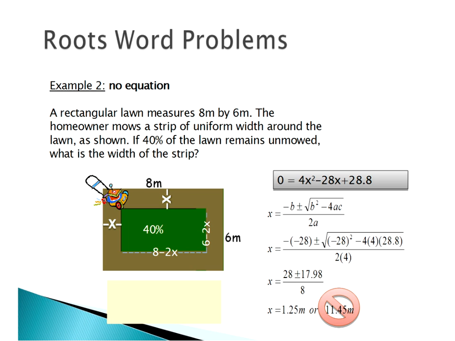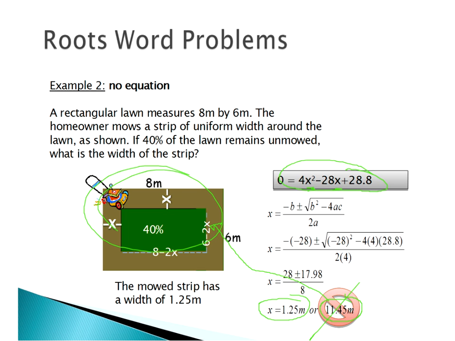There are 2 answers to this equation, but there's only one answer to this problem. And so if I look at this 11.45, that fits in here, that works. But it doesn't work when I start subtracting 2 of those from 6. That gives me negative lengths. So there's no way that that's a possibility. This is the only answer. So the width of the strip is 1.25 meters.